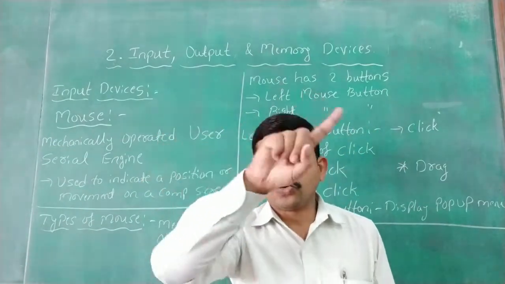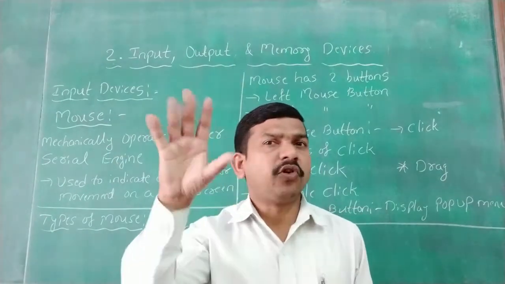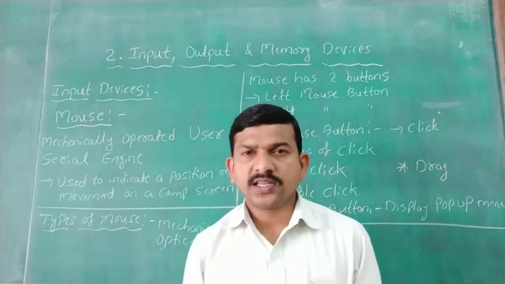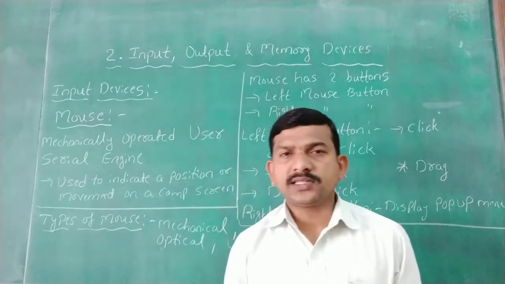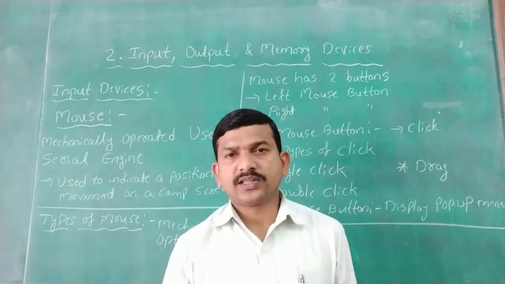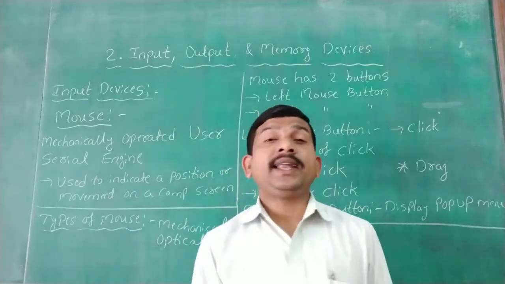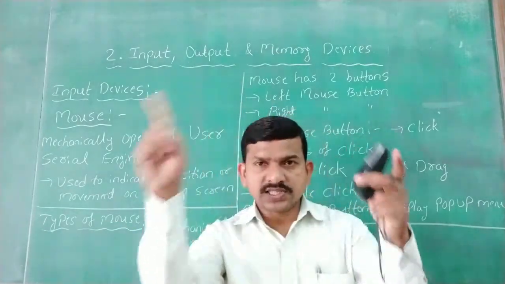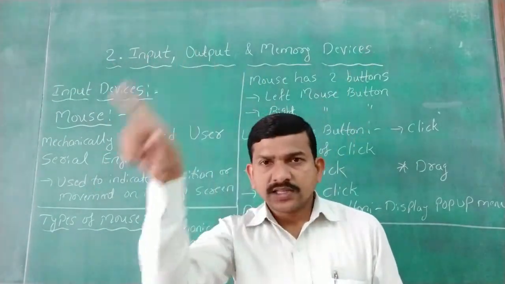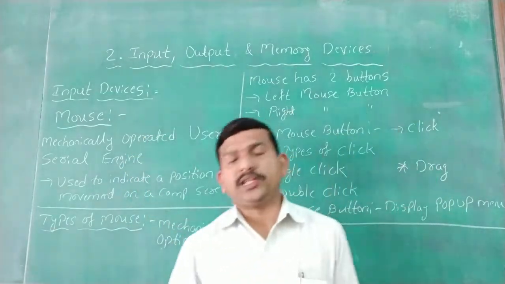Suppose you want to move on a screen. In the computer there are different things, different folders and files. If you want to move somewhere, if you want to select some options, if you want to do anything, if you want to display anything, we need this input device. This is a commonly used input device. It is used to indicate a position on the screen, which position you want to go to, and also for movement on the screen.